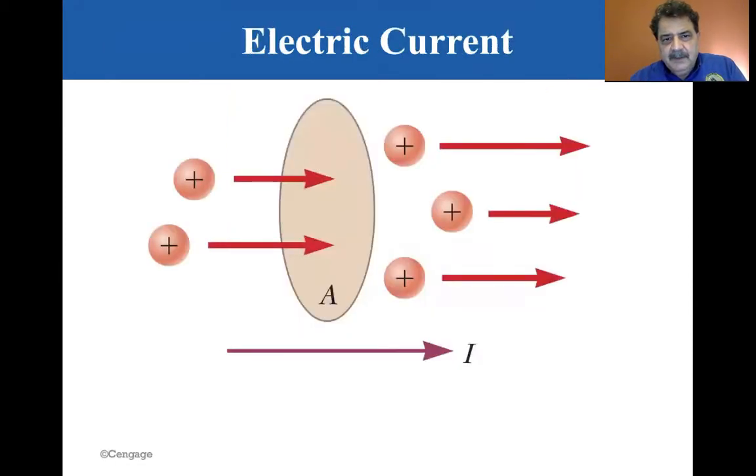So let's go on. Okay, here we have a cross-section area A, and we see positive charges moving from left to right. And that's how we define current. Current is positive charges moving in a direction. The direction of I is what we define as current: positive charges moving along, let's say, a wire or down a beam, like a cathode ray beam, something like that. As charges pass through an area in a given period of time, that's how we define current.